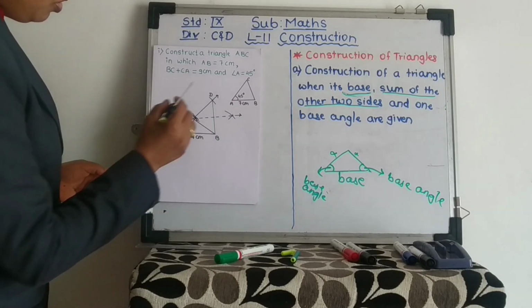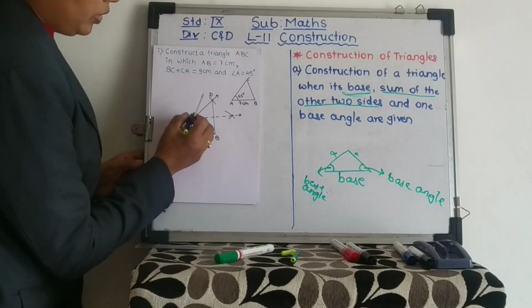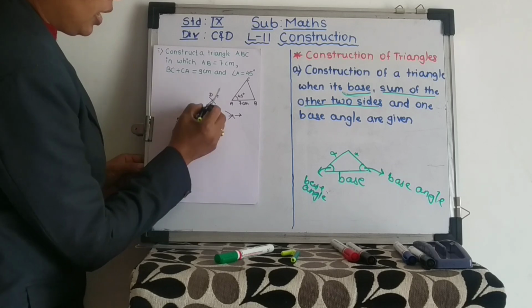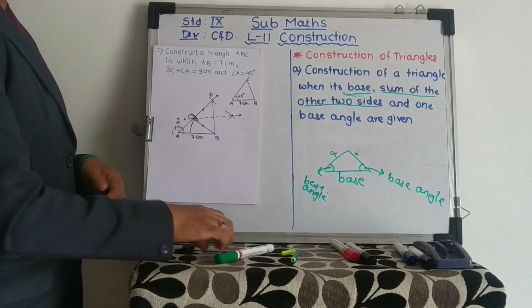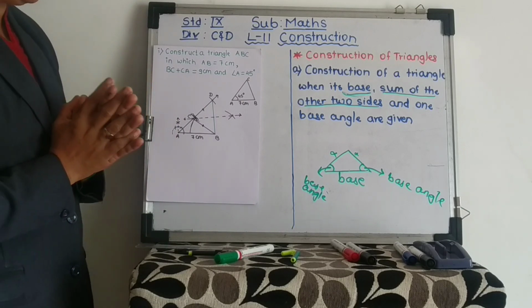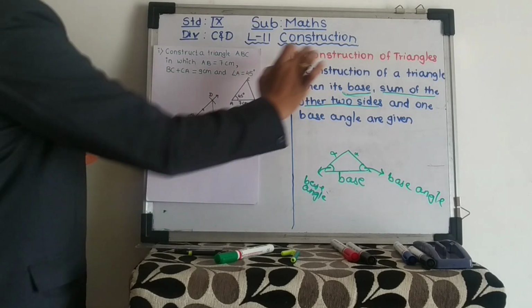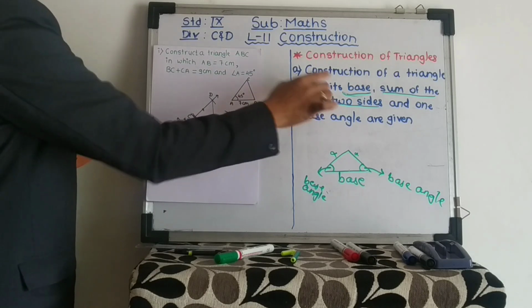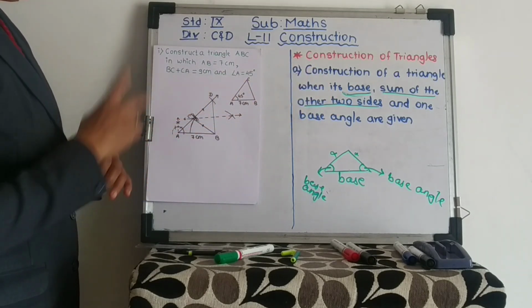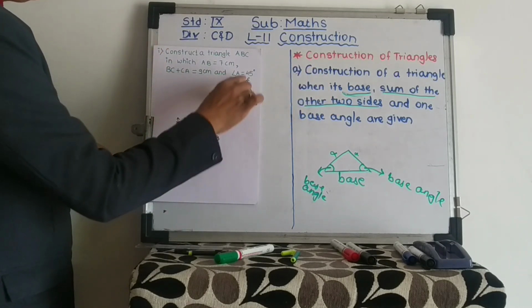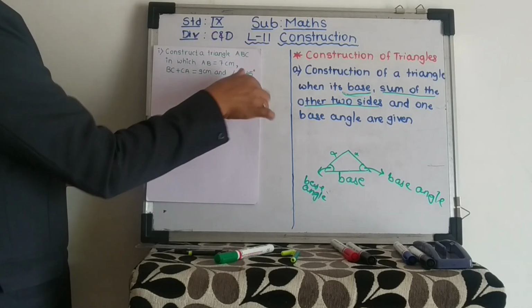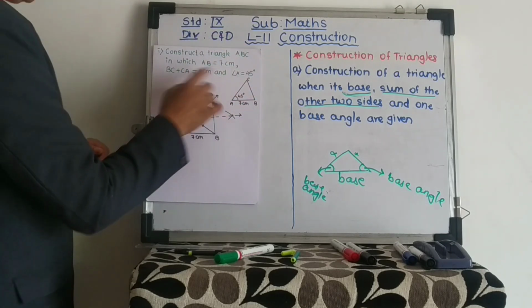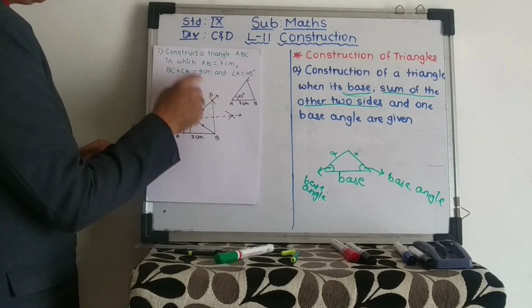Got it? So this is how we have done the construction of triangle ABC. Now whatever part you get over here, see, this one and this one will be equal, right? So understood how to construct it? I'll repeat it again. The construction of a triangle when the base and the sum of the other two sides are given, right? Sum of means the addition of this side and this side was given. So we are just going to add them.